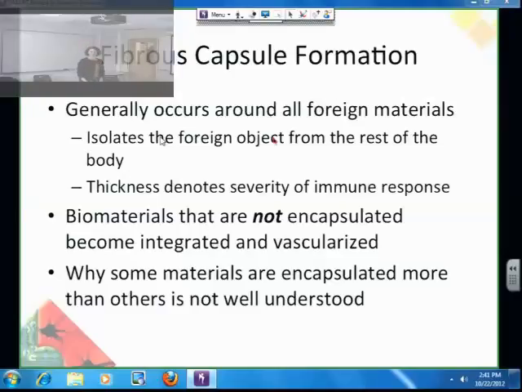Some biomaterials are not encapsulated, and if they're not encapsulated, they'll become integrated and vascularized. Any biomaterial that does become integrated is pretty much like a tissue engineering strategy. Tissue engineering is the idea of growing new tissues in the body using some biomaterial structure. And those that can actively participate with surrounding cells, so usually you hear about them in the tissue engineering and regenerative medicine field, are a lot more successful than biomaterials that are designed by people that have no understanding of tissue engineering. So I think that biomaterials engineers should really look into the tissue engineering field to be able to apply some of those strategies to regular biomaterials that aren't intended to engineer any tissue.